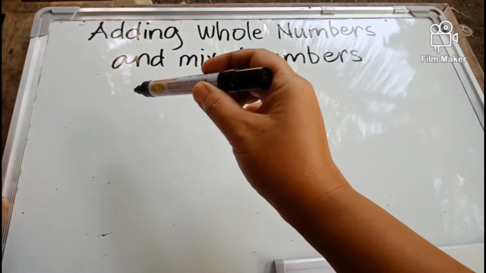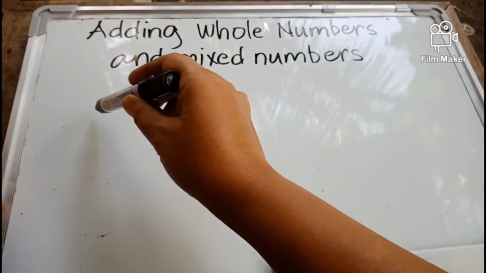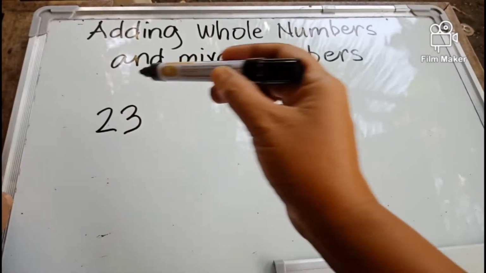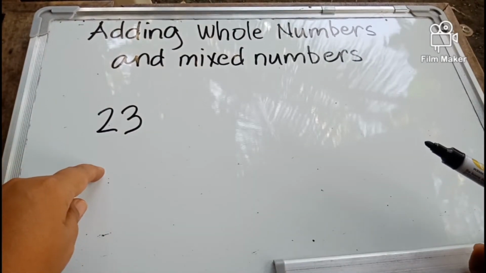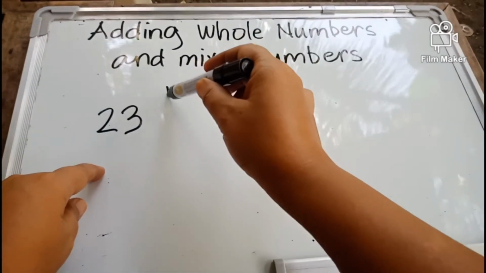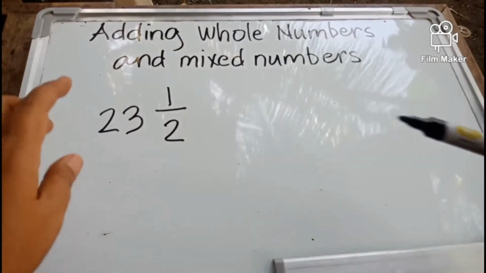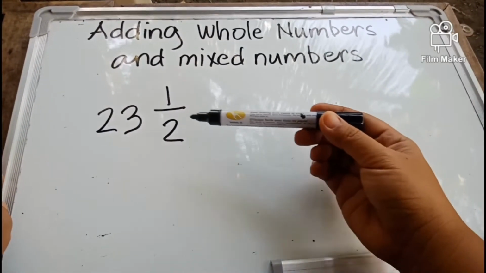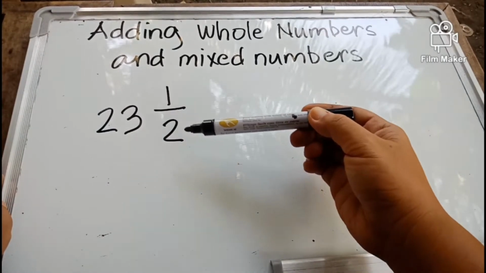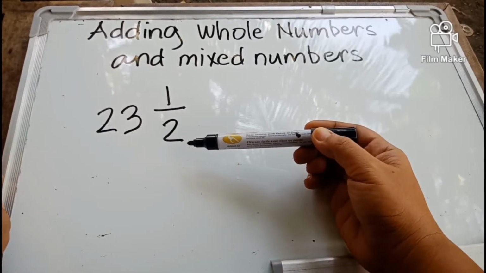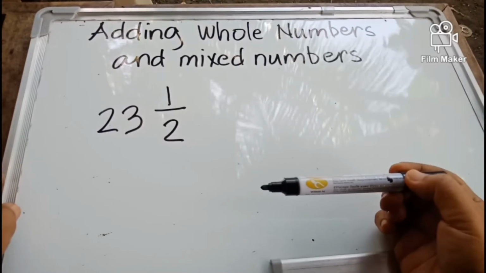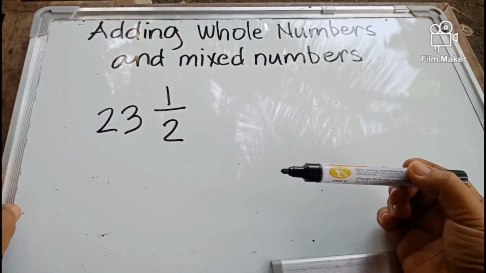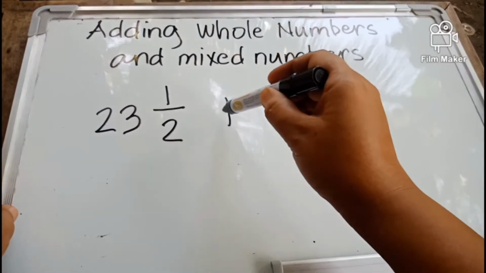Example, meron ako ditong 23 is a whole number and 1/2. Ito ay isang halimbawa ng mixed numbers, combination of a whole number and a fraction. Kaya tinatawag na mixed numbers. So, i-add natin ito sa whole numbers.